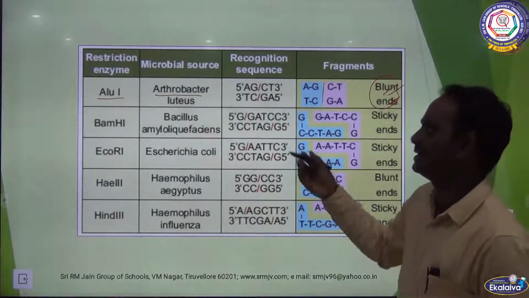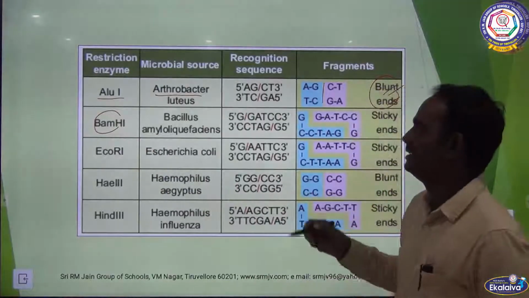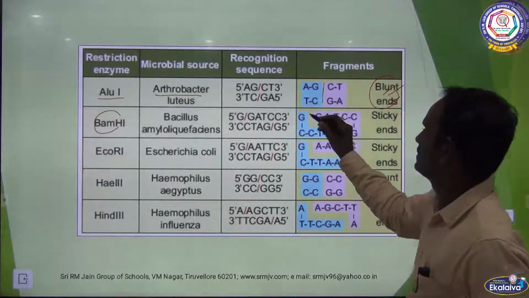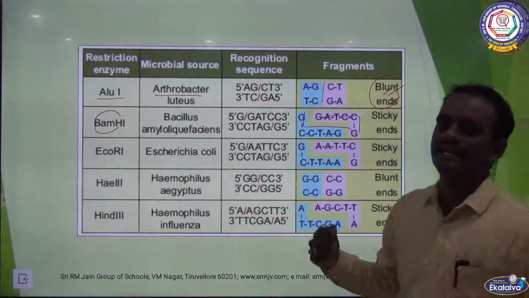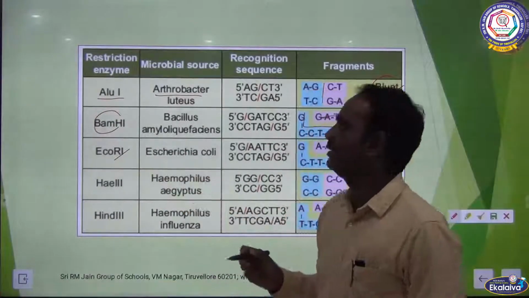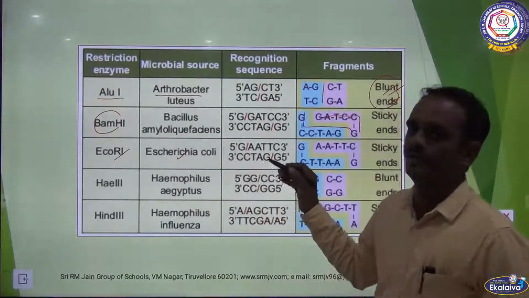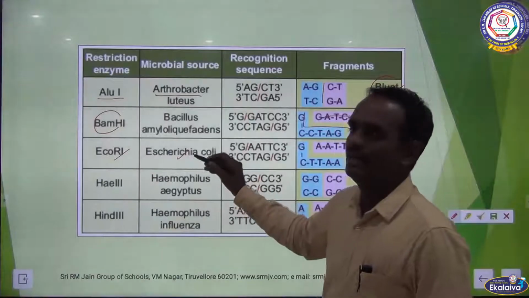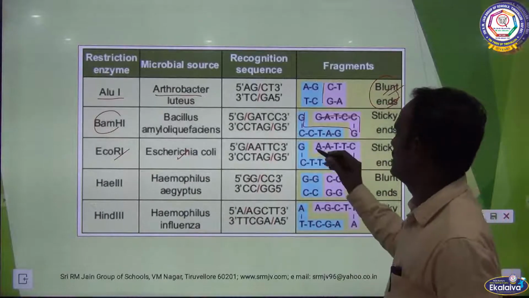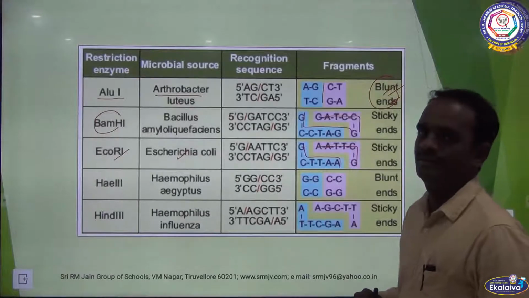One more restriction enzyme is BamHI. This is the name of the restriction enzyme. It cuts the DNA sequence like this. This end is called sticky end, zigzag cutting. The next one is EcoRI. EcoRI is obtained from the bacterium Escherichia coli. The name of the enzyme is EcoRI. It also cuts the fragment in a zigzag way, giving a sticky end. Clear, children?